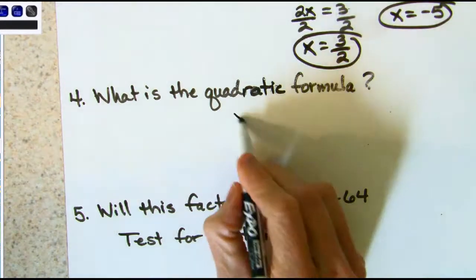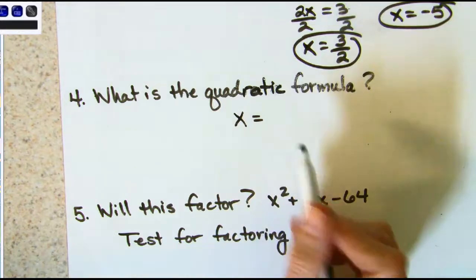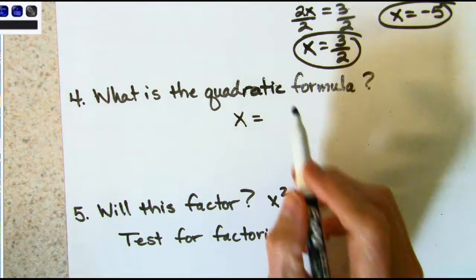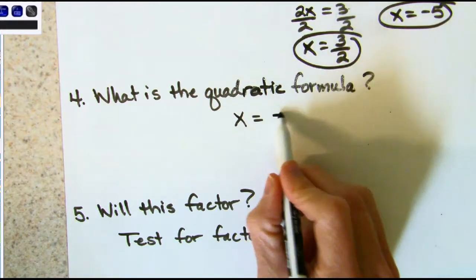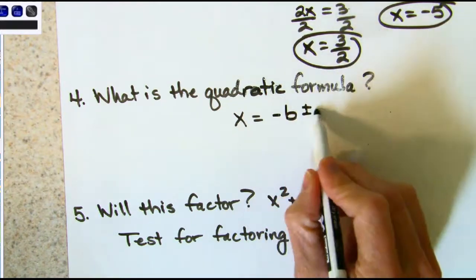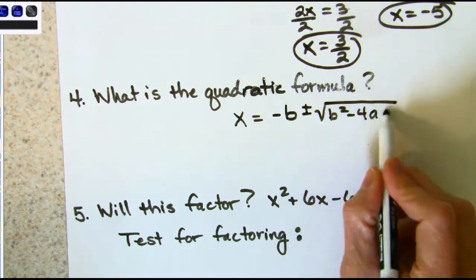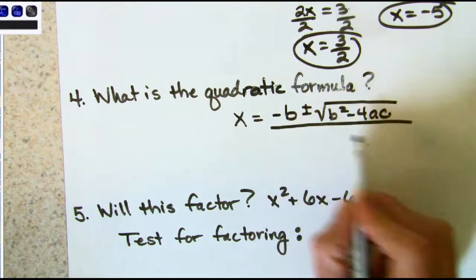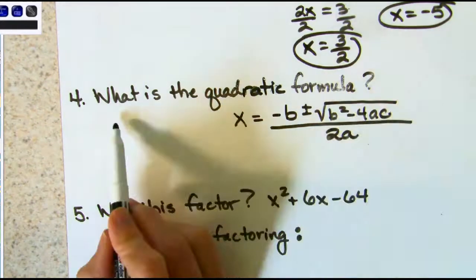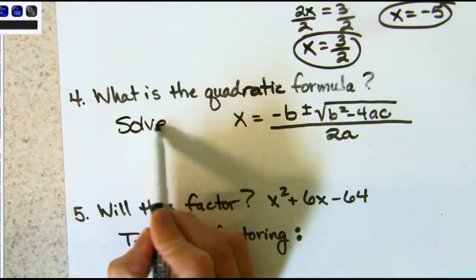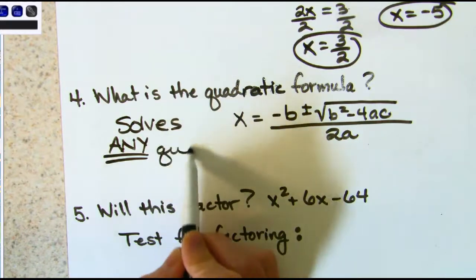Now, if you had me for Algebra 1, I made you sing a song. Most Algebra 1 teachers do make you sing a song for the quadratic formula. You need to know the quadratic formula. So this is what it is to find these x's. It's negative b plus or minus the square root of b squared minus 4ac, and you put the whole thing over 2 times a. Now, the quadratic formula, what it does is it solves any quadratic equation.